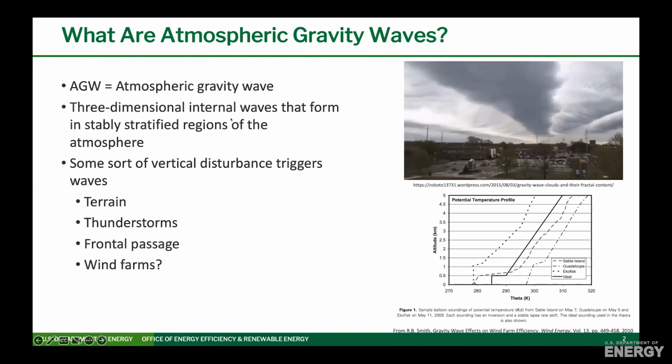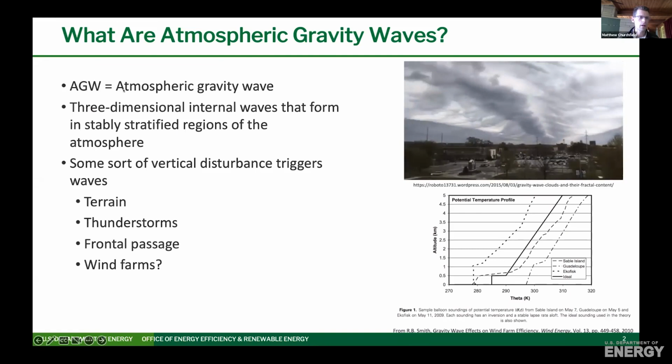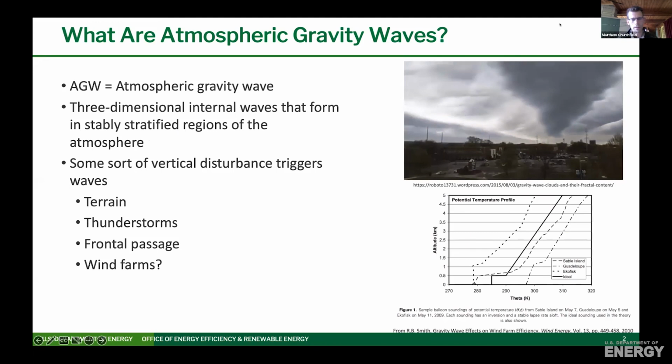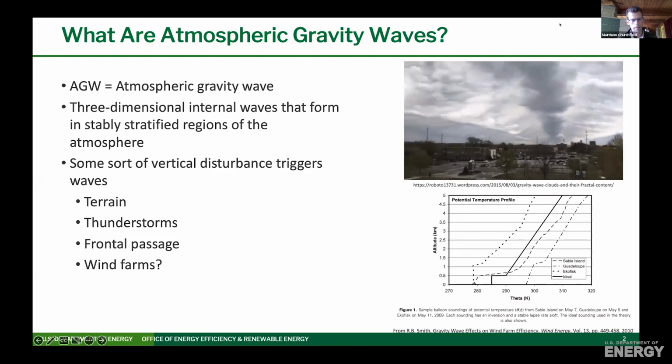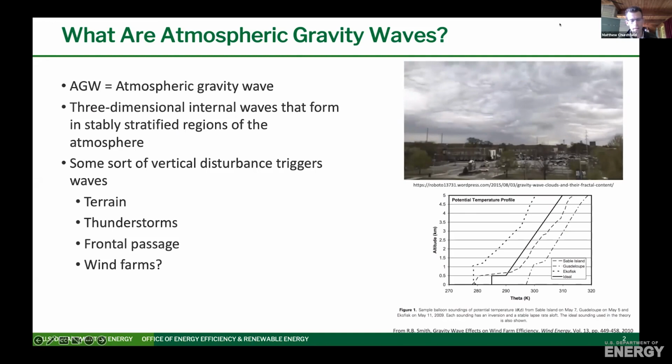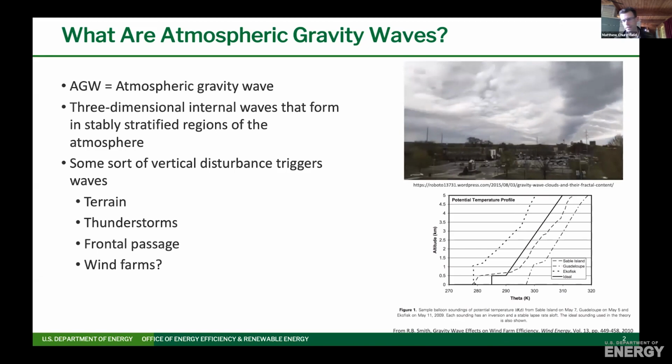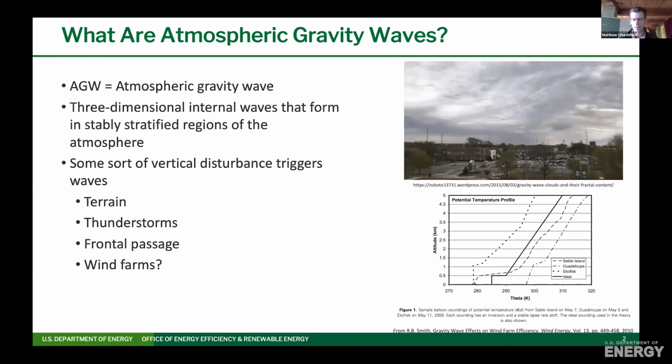Okay. You'll see I'll abbreviate atmospheric gravity waves AGW in places in these slides. But atmospheric gravity waves are three-dimensional internal waves that form in stably stratified regions of the atmosphere. They're kind of like a three-dimensional form of ripples on a pond. Something has to trigger them, some sort of vertical disturbance. It can be complex terrain, thunderstorms, frontal passages, or even, there's growing thought, wind farms might trigger gravity waves.